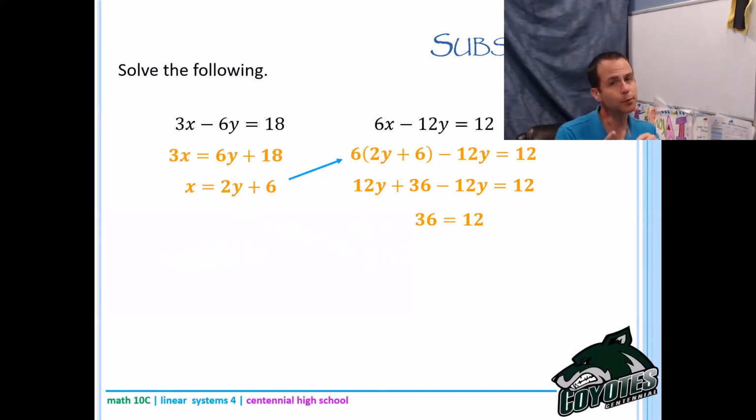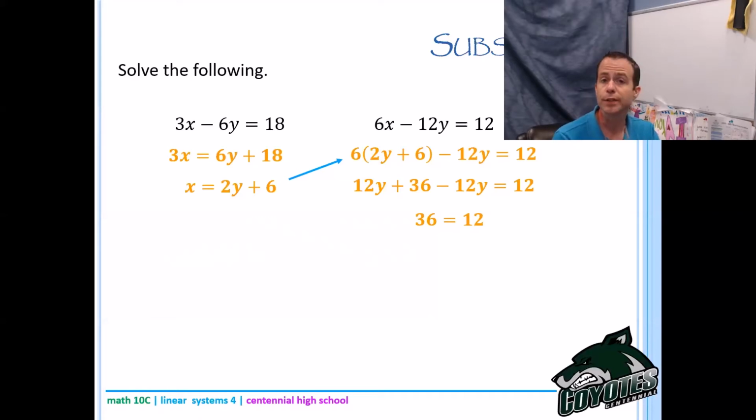But if the slopes were the same and the y-intercepts were different, that was parallel lines, and there was no solution because there's no intersection point for parallel lines. And if the slopes are the same and the y-intercepts were the same, that meant those lines were overlapping, and there'd be infinite solutions. So how do we tell that when we're doing it algebraically? Well, you want to look at this statement and you want to ask yourself, is this statement true? 36 does not equal 12. That is not a true statement. So that means there are no solutions.